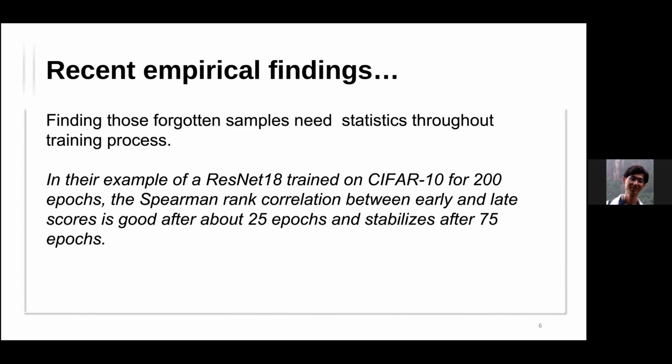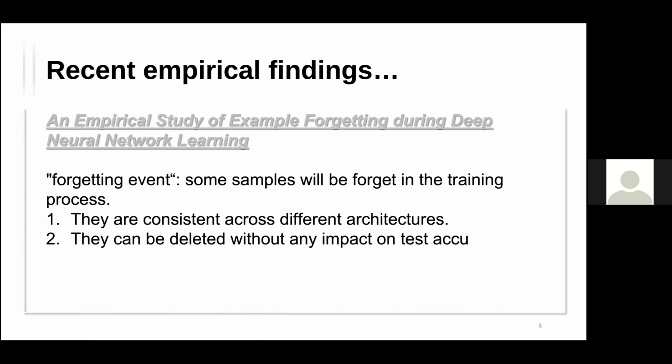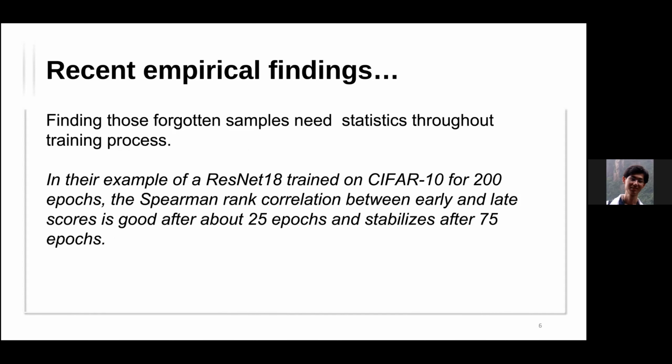All right. So where was this paper published, this empirical study? The ICLR 2018. So okay, 4 years ago. And in their paper, in order to find those forgotten samples, they need statistics throughout the whole training process, right? And they provide an example.